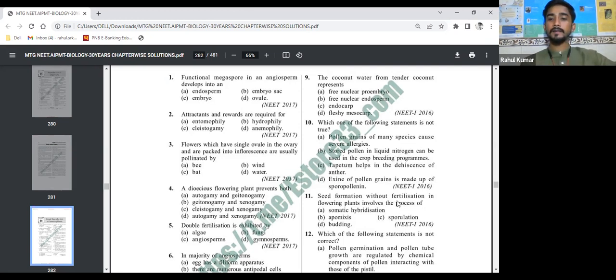And then tapetum is the nutritional tissue, so it does not help in dehiscence of the anther. Whereas exine of the pollen grains is made of sporopollenin, correct? So write down this, correct this option, Nora. Tapetum helps in providing nutrition to the developing pollen grains.